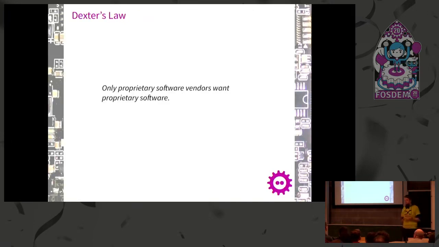This is also where Dexter's law applies. You might have heard about that one, which says that only proprietary vendors actually want proprietary firmware, right? So I, as a consumer, would never say, "Hey, I want some software from you, but please make it closed source, make me never look into it." Nobody would ever say that.